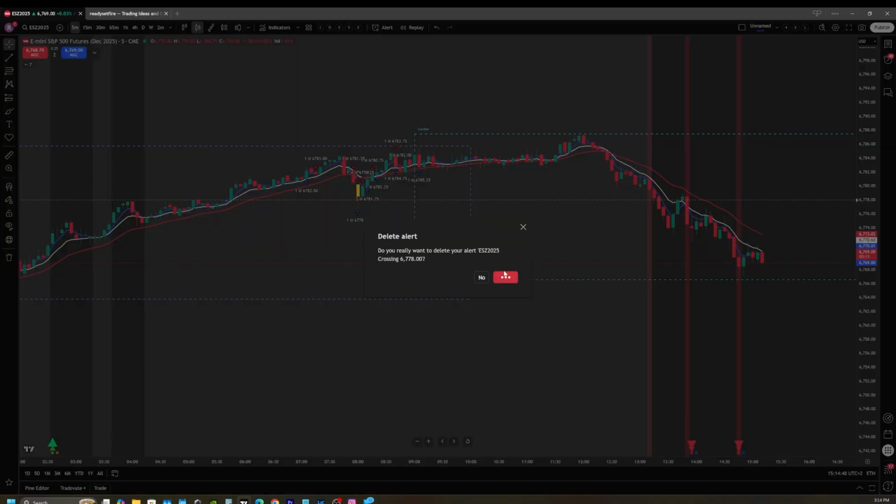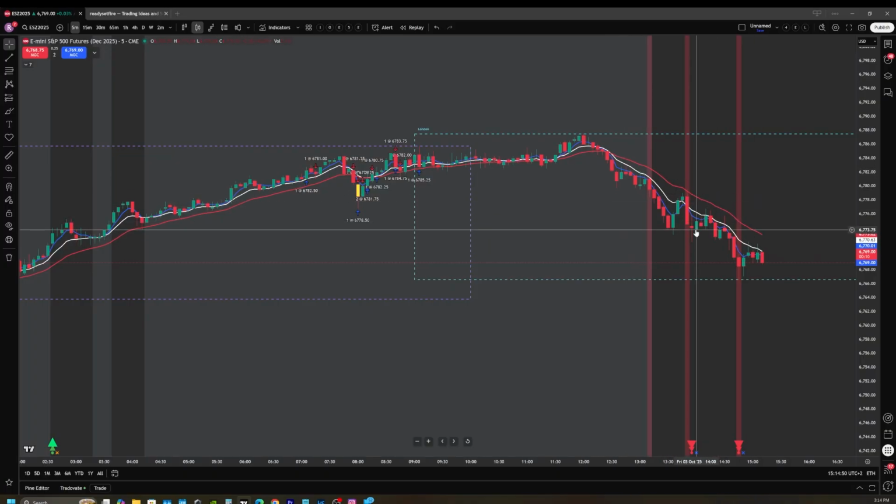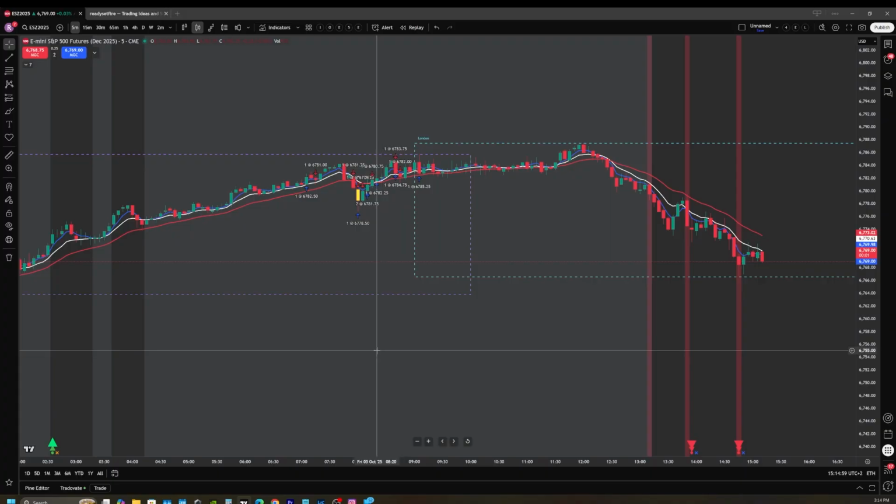I'm gonna show you this signal over here. There's another sell signal, another sell over here, and another sell signal over here. Okay, this is the 5 minute chart.